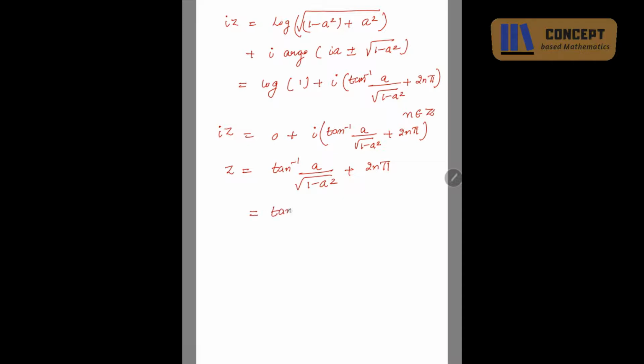Now what is my a? That is cos hyperbolic w. So 1 minus a square under root will be under root of 1 minus cos hyperbolic square w, that is sin square hyperbolic w; the square and root cancel, so sin hyperbolic w, plus 2n pi. Further it is equal to tan inverse of cos hyperbolic over sin hyperbolic, that is cot hyperbolic w, plus 2n pi, where n is your integer. This is the solution for the above equation.